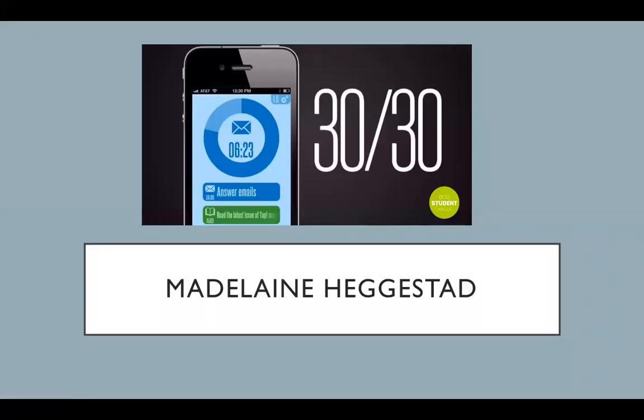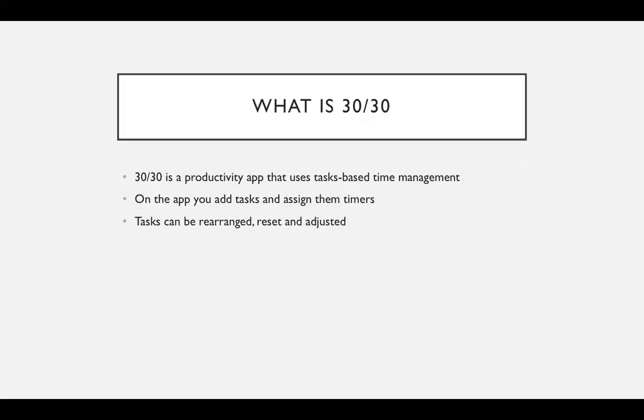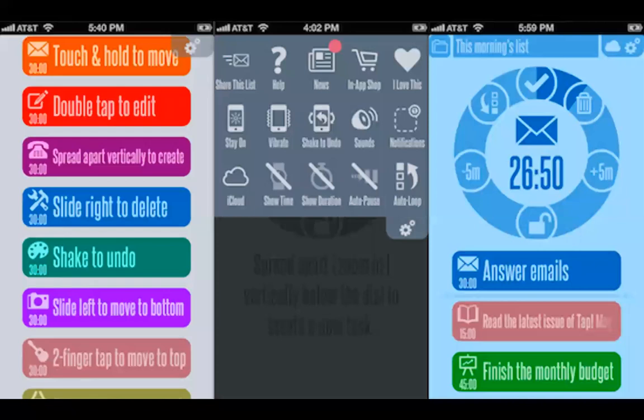The AT I chose to highlight in this project is an app called 3030. 3030 is a productivity app that uses task-based time management. On the app, you can add tasks and assign them timers. Tasks can be rearranged, reset, and adjusted for whatever need you may have. Here are a couple of different examples of the app and how to use it. We'll get more into that as the slides go on.